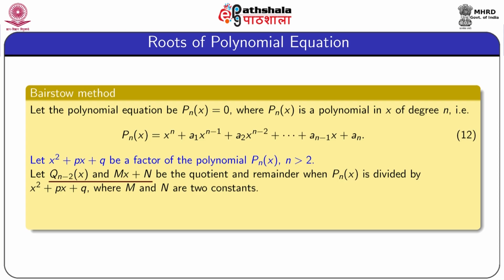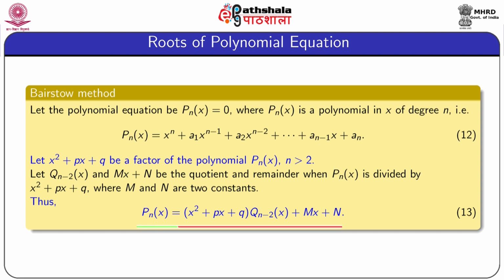Let q(n minus 2)(x) and mx plus n be the quotient and remainder when the polynomial Pn(x) is divided by the quadratic factor x square plus px plus q, and m and n are two constants, that means these are free from the coefficients of the polynomial or free from any root of the equation. Thus, the polynomial Pn(x) can be written as x square plus px plus q into the quotient polynomial q(n minus 2)(x) plus the remainder polynomial mx plus n.